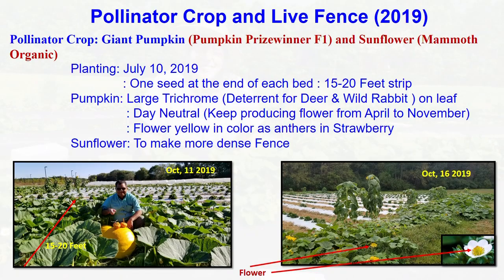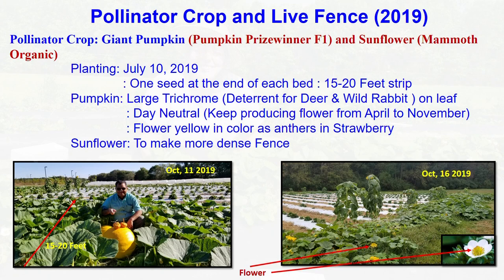Second thing is, the anther of the strawberry is yellow in color. Same thing is here, flowers in pumpkin are yellow in color. Honeybees are attracted to yellow color. So both are yellow. There is a possibility they may promote pollination events. Another thing is they have very large trichomes, hair-like structures. So initially I designed this experiment for pollination, but what I observed, it's a double advantage.